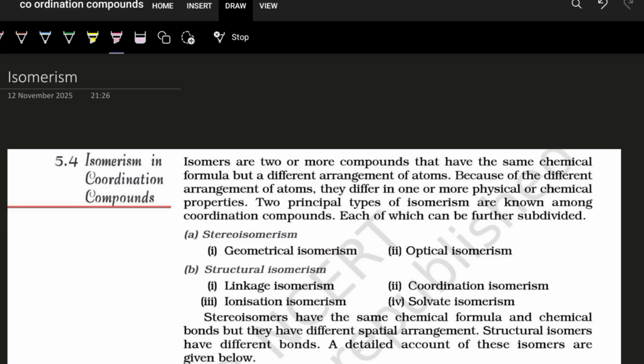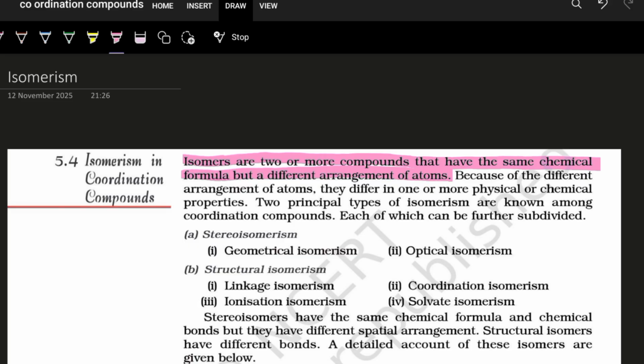This topic is on isomerism in coordination compounds. What are isomers? Isomers are two or more compounds that have the same chemical formula but a different arrangement of atoms. The chemical formula remains the same, the arrangement of atoms is different. Since the arrangement of atoms is different, they differ in their physical and chemical properties.